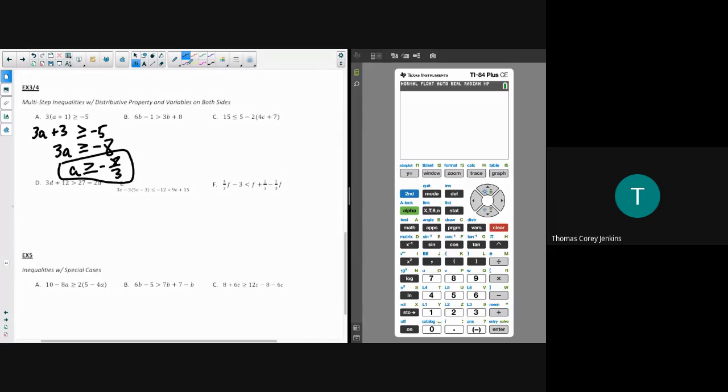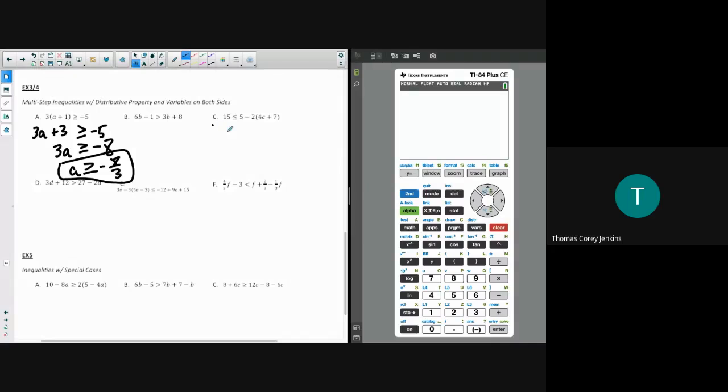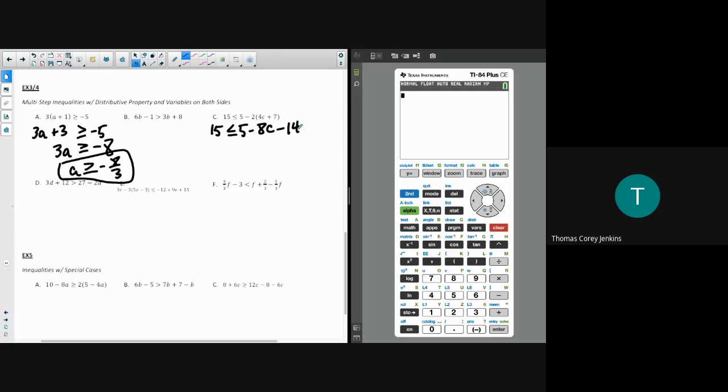All right, so I'm going to bring down everything, and I'm going to start to simplify the right side. So 15 is less than or equal to 5. Nothing changes there. -2 times 4c is -8c. -2 times +7 is -14. Now I want to continue to clean this side up because I have like terms on the same side. So I have 5 and -14. I'm just going to type that as 5 minus 14, and that's -9.